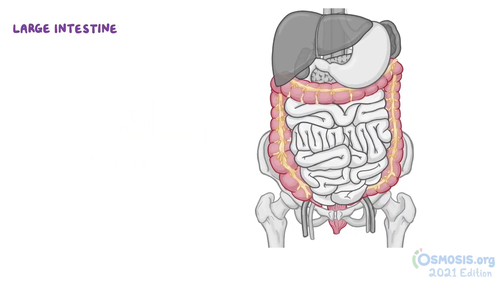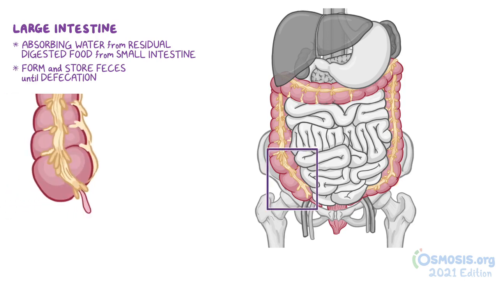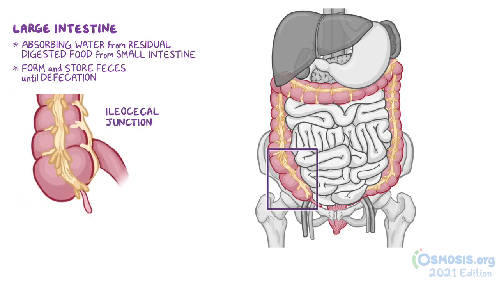The large intestine is a part of the digestive tract specialized in absorbing water from the residual digested food coming from the small intestines while forming and storing feces until defecation occurs. The large intestine, or colon, begins at the ileocecal junction, where it is continuous with the ileum, which is the final part of the small intestine.